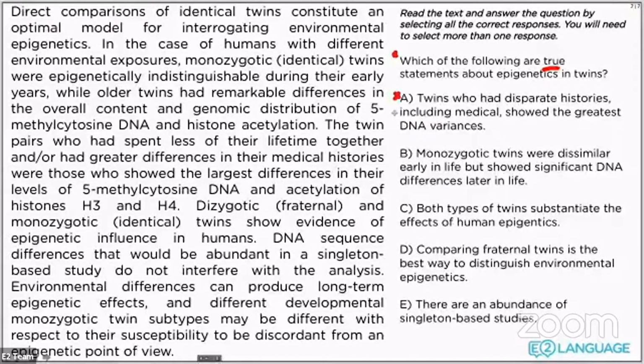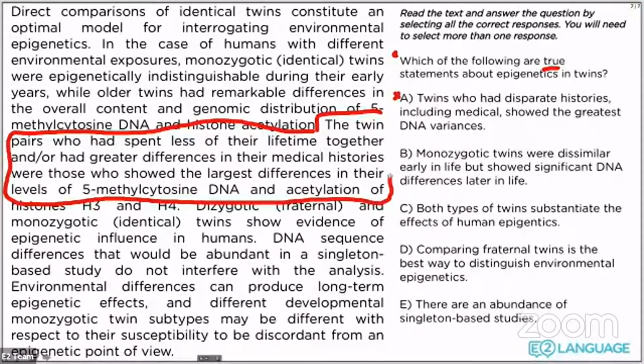It says twins who had disparate histories, including medical, showed the greatest DNA variances. Now, there's a key word here, history. I saw that before. Okay, yeah. Here's the passage. Here's the part of the passage that we need to read.